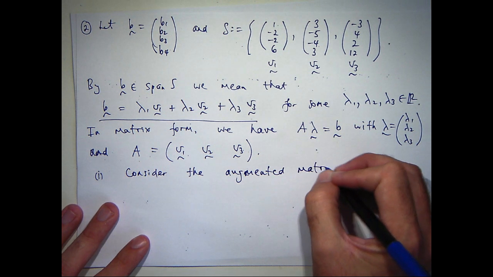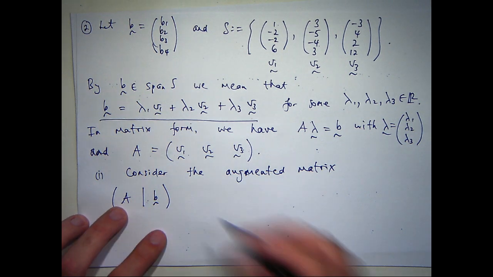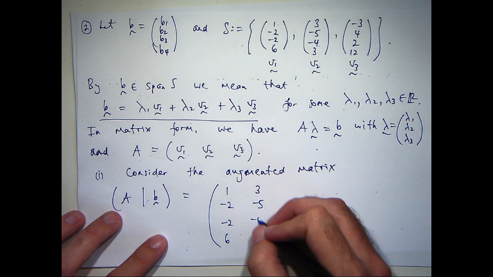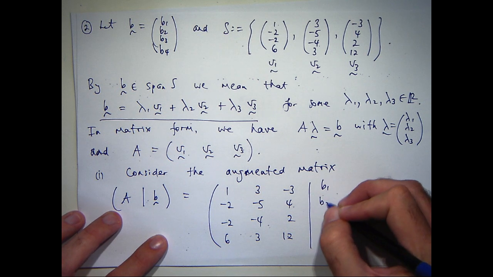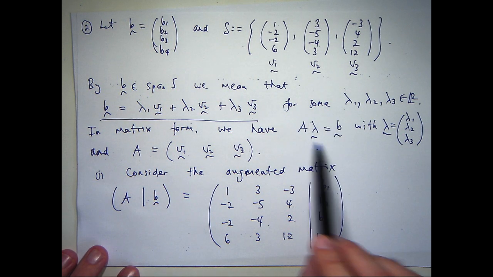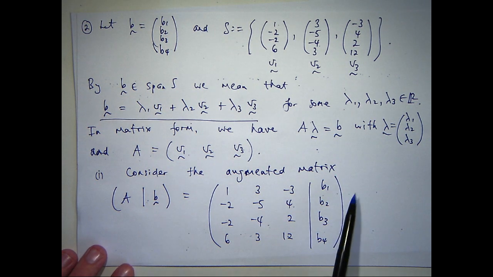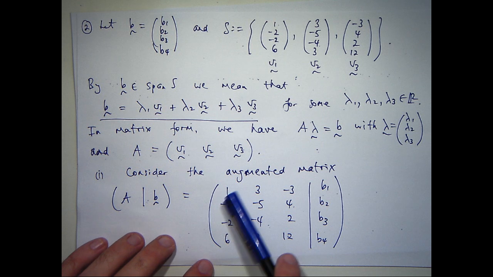We're going to look at the augmented matrix consisting of the matrix A and the vector B. And what we're going to do is row reduce this just using row operations. The reason that we're going to do that is because we want to see when this particular equation has solutions lambda, and we can do that using Gaussian elimination and row reduction. Let's look at the matrix as it stands.